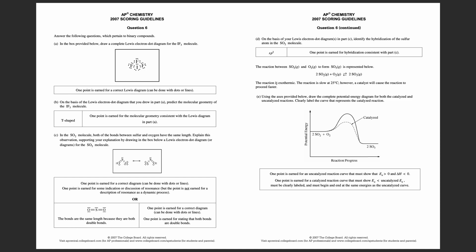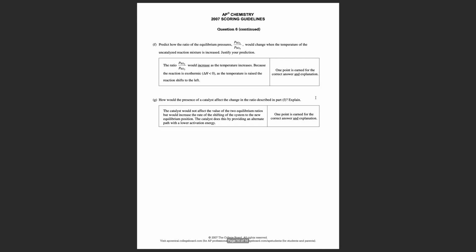However, this is an exothermic reaction. So we could imagine heat being a product. So if heat's a product and we increase heat, which is on the product side, we're stressing the product side, and the system would shift to get rid of some of that extra heat according to Le Chatelier's principle. So if we're at equilibrium and then we increase temperature, the system will shift to reduce the stress. So it's going to shift back to generate more reactants. So the pressure of SO2 would increase and the pressure of SO3 would decrease. So this ratio would increase.